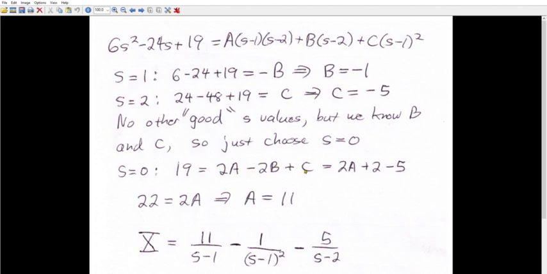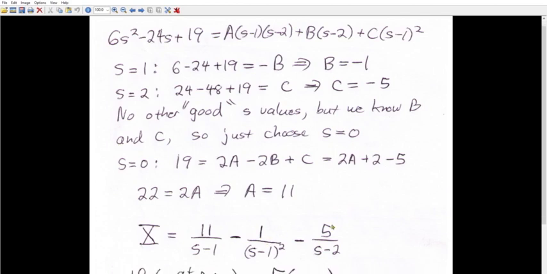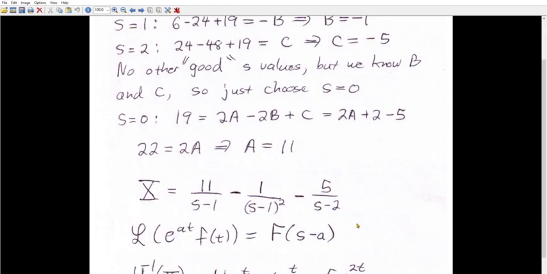And we know that b is minus 1, so when you put that in here, you get a plus 2. And we know that c is minus 5, so when you put that in here, you've got 2a plus 2 minus 5 equals 19, which means 22 is 2a, and a is 11. So a is the thing that goes over s minus 1, b is the thing that goes over s minus 1 squared, and c is the thing that goes over s minus 2.